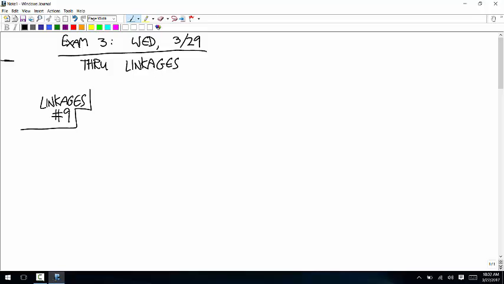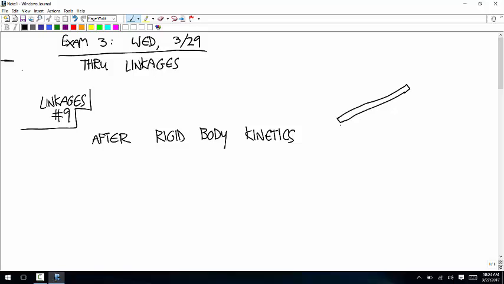Let's see. So what do we know about this? Well, after the rigid body kinetics, and let me draw the picture, I guess. We have a member like this. It's connected to the ground by a pin. And it's connected to another member that's perpendicular to it, like this. We'll assume that those two are the same height.